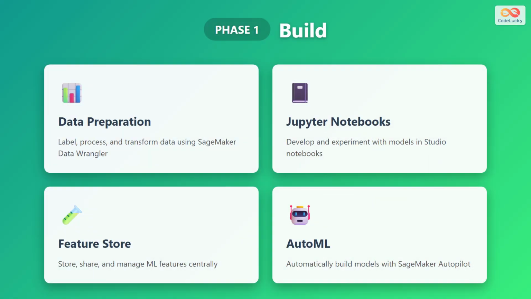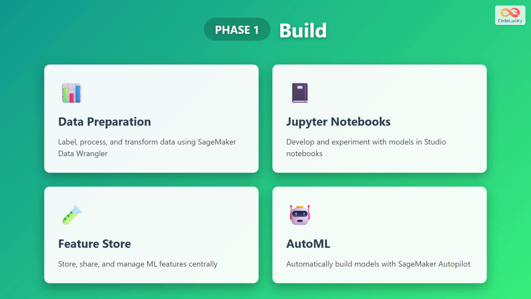Let's dive deeper into the build phase. SageMaker provides several tools to help you prepare data and develop models. Data preparation is made easier with SageMaker Data Wrangler, which allows you to label, process, and transform your data without writing extensive code. Jupyter notebooks provide an interactive environment where you can develop and experiment with your models using SageMaker Studio notebooks. These notebooks support popular frameworks like TensorFlow, PyTorch, and scikit-learn.